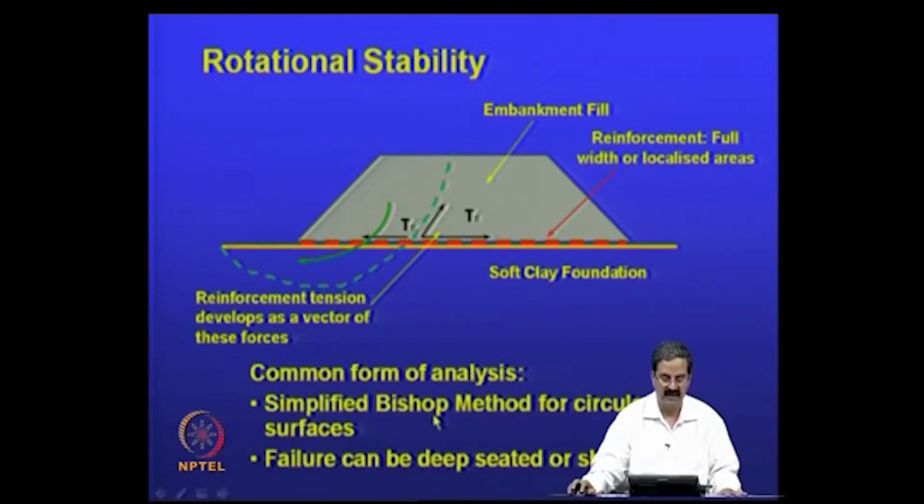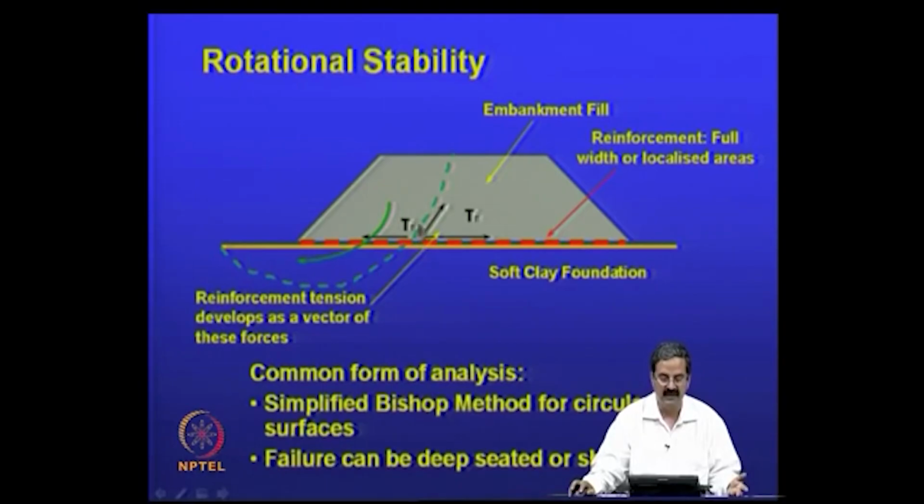What we try to do is use simple methods of analysis like Bishop's method for circular surfaces, in which we divide the soil into vertical slices, and then the factor of safety is calculated considering the moments or the vertical forces and horizontal forces. That is what is done in any of the stability analysis methods.